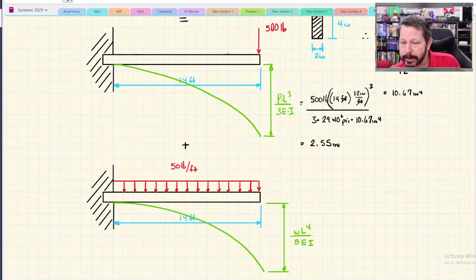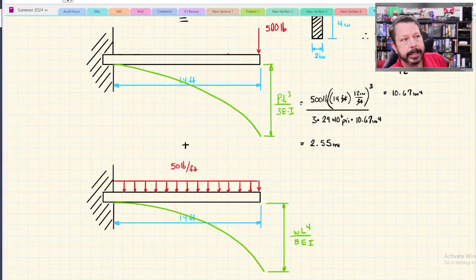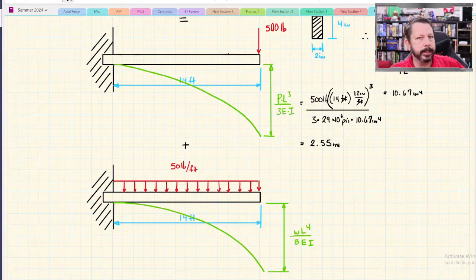Now, one thing that these equations don't do is consider the beam twisting. If you really tried to push a 14-foot long beam, it probably wouldn't nicely deflect like the green curve that I've drawn. It probably would want to twist out of plane and all that. These equations don't consider that at all. They assume it stays perfectly in plane.